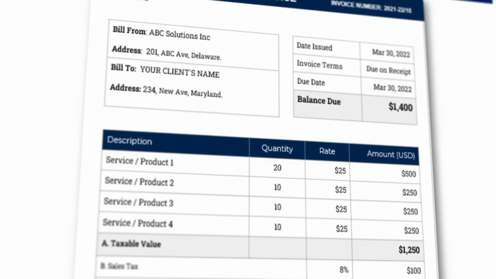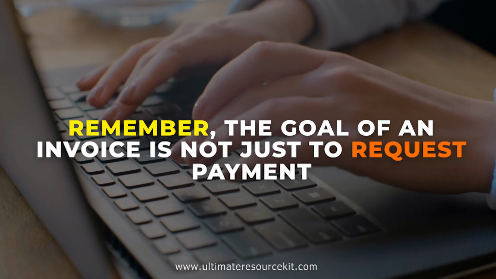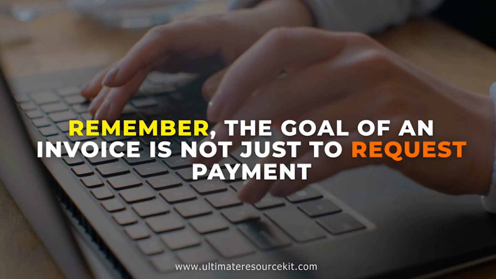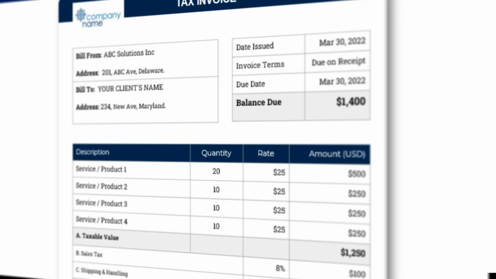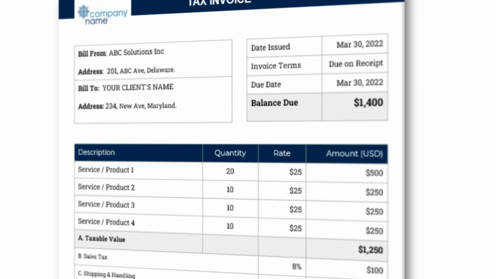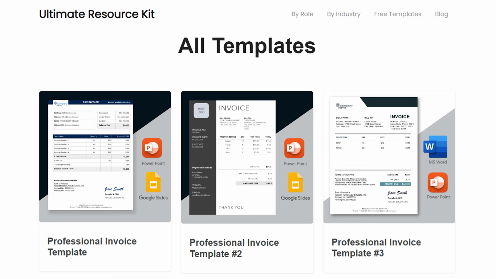And there you have it, a detailed walkthrough of all the essential elements of an invoice. Remember, the goal of an invoice is not just to request payment, but also to provide clarity and transparency for your customer. All right, it seems like you're ready now to issue your invoice. Don't worry, you don't have to create everything from scratch. Numerous templates are available online for you to utilize, catering to a wide variety of styles and business types.